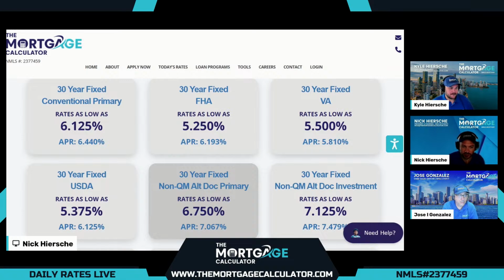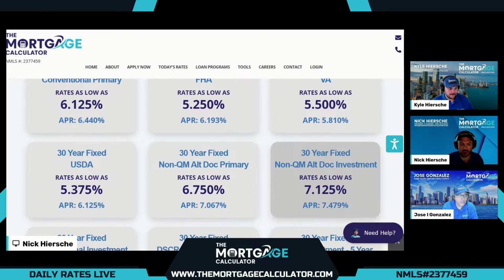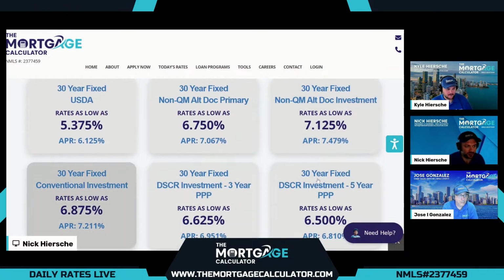And moving on to our investors, tons of different options for investors. First up, our non-QM alt doc option. So again, bank statement or similar, coming in today at 7.125. Final APR of 7.479, which will compare to our other options. There are no government programs, so no FHA, VA, or USDA, but we do have our conventional coming in at 6.875 today. Final APR 7.211, which is cheaper than our bank statement options.